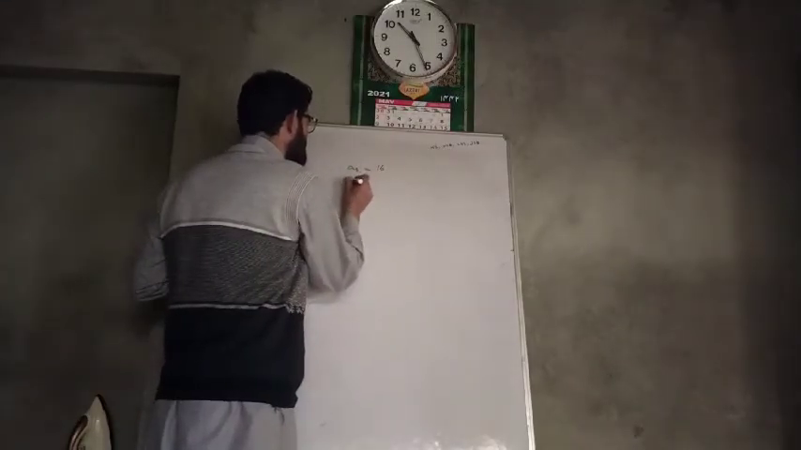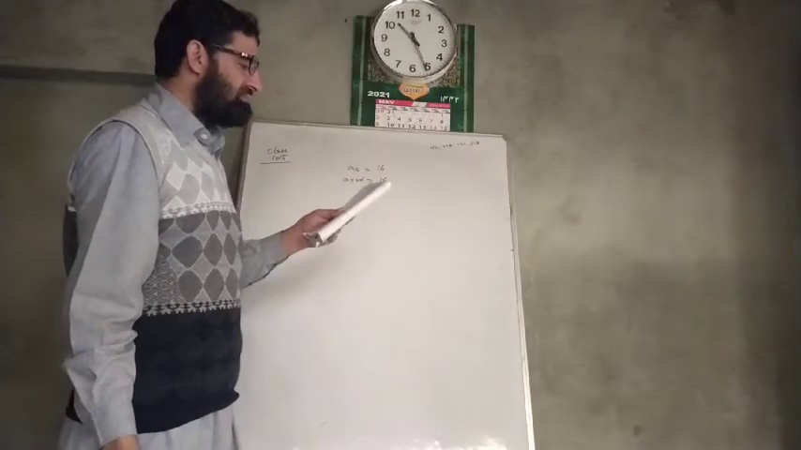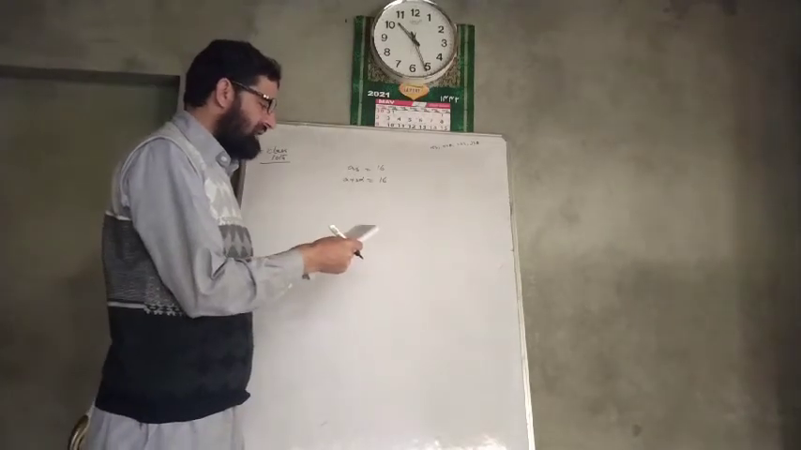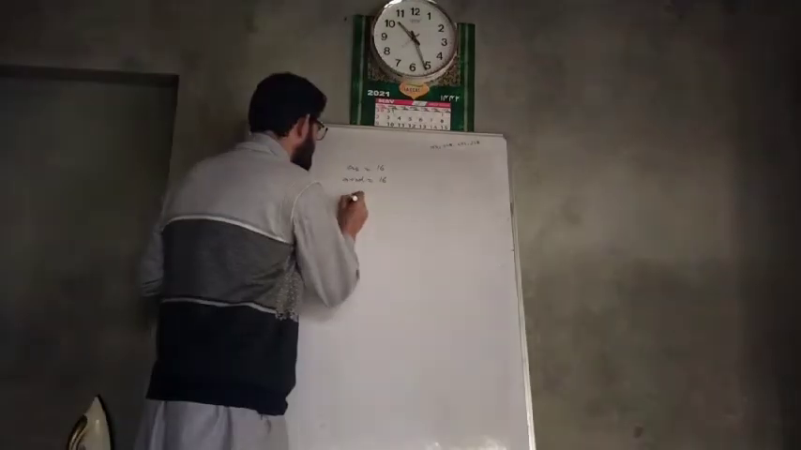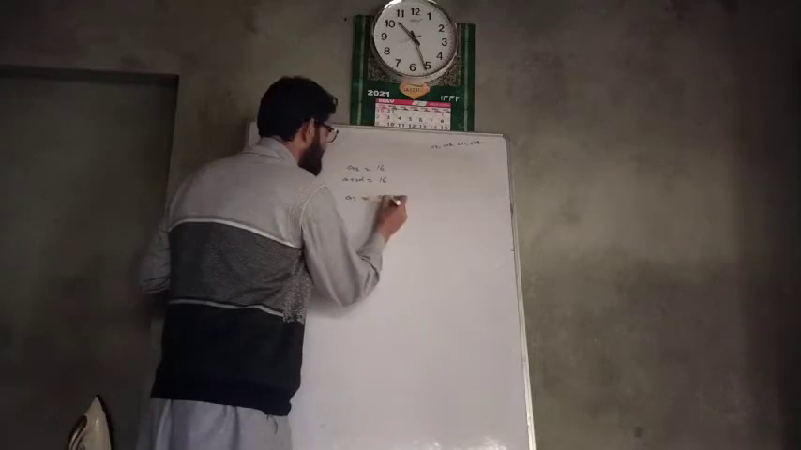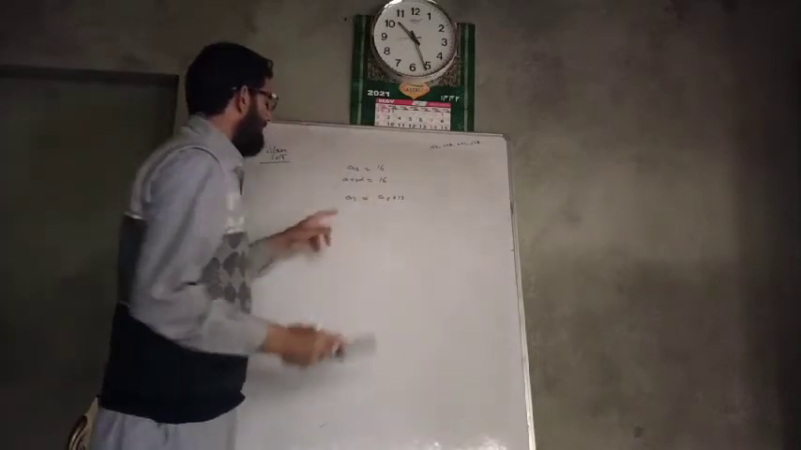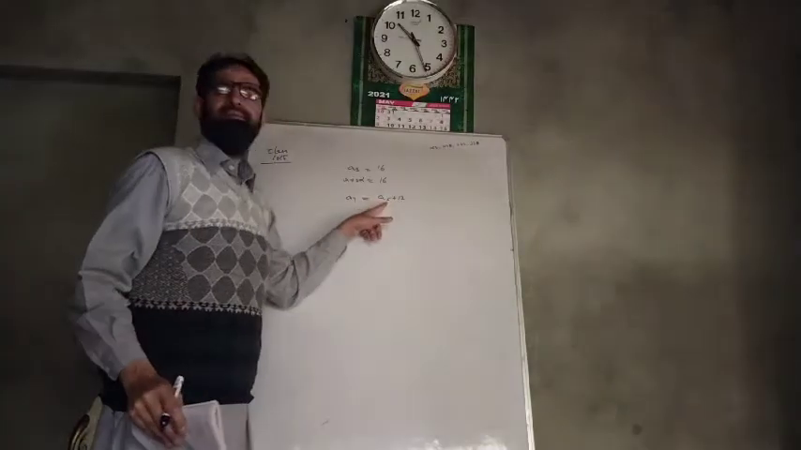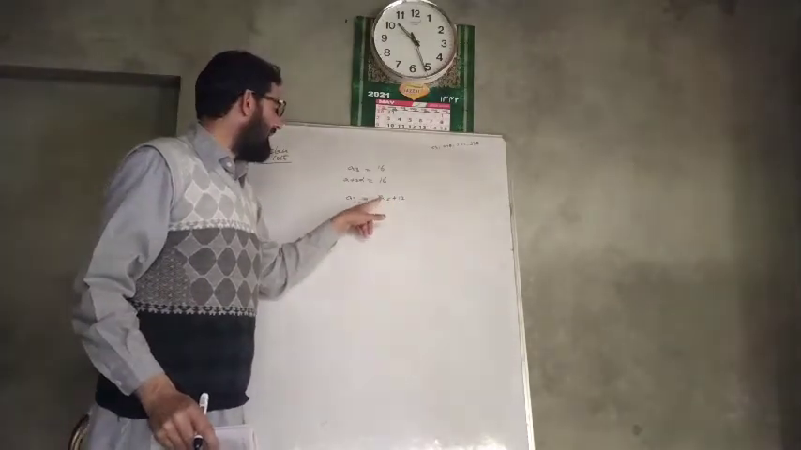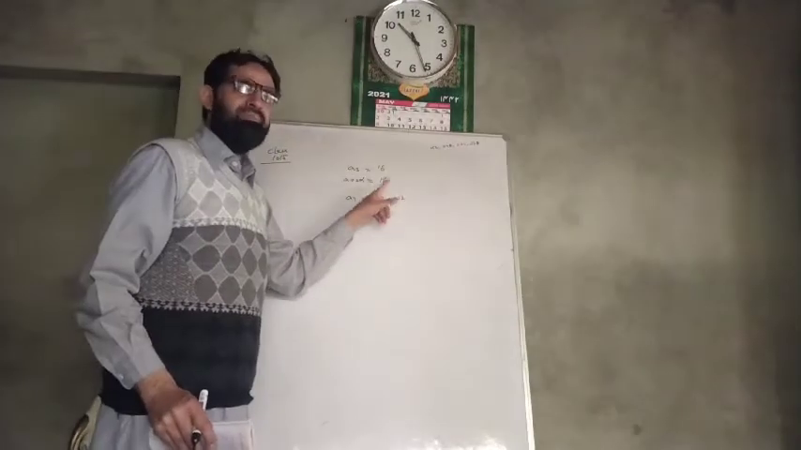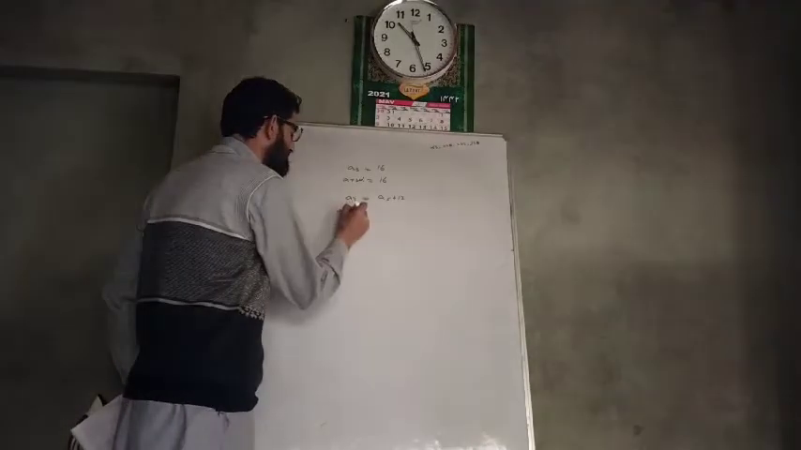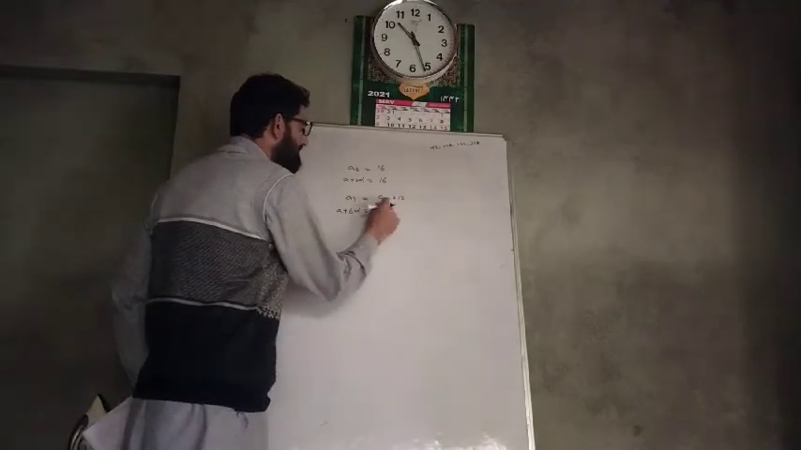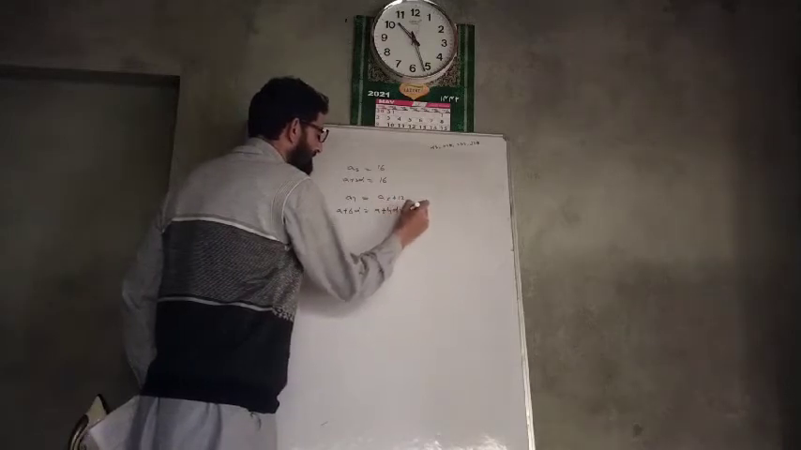Third term means A plus 2D is equivalent to 16. And the seventh term exceeds the fifth term by 12. That is, the seventh term is 12 more than the fifth term. 12 more means A5 plus 12. So A7, your seventh term, is A plus 6D, equal to A plus, the fifth term is A plus 4D, plus 12.